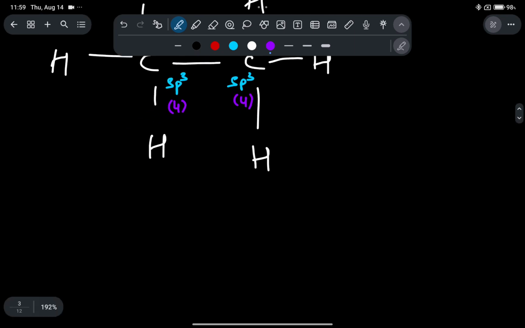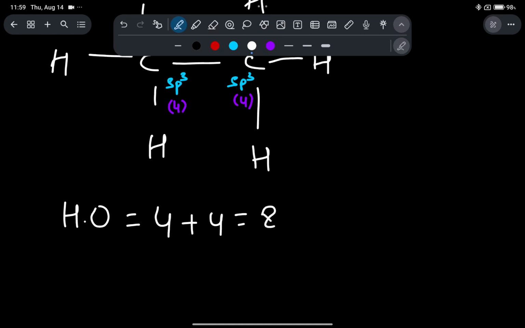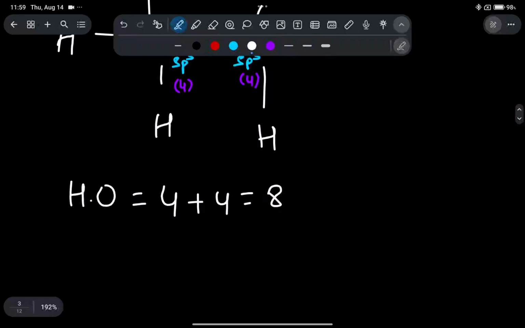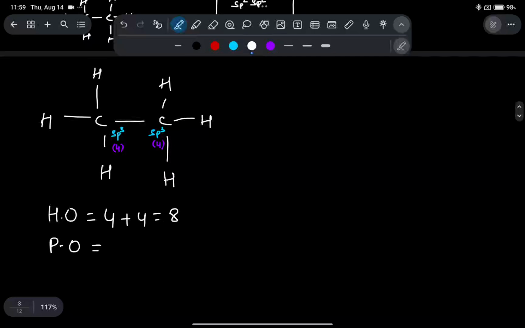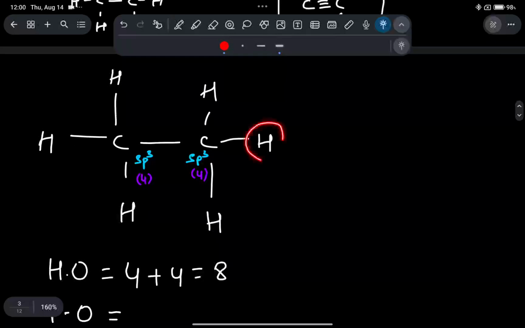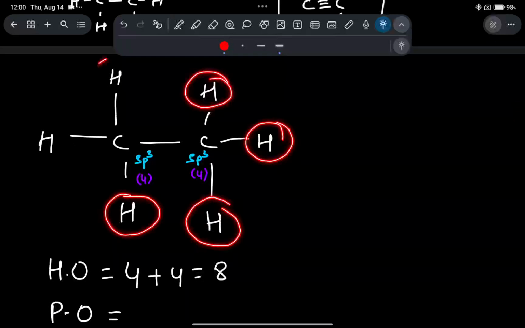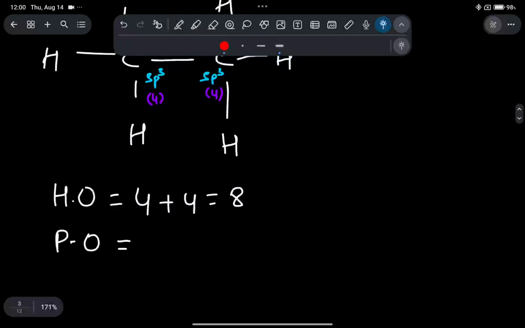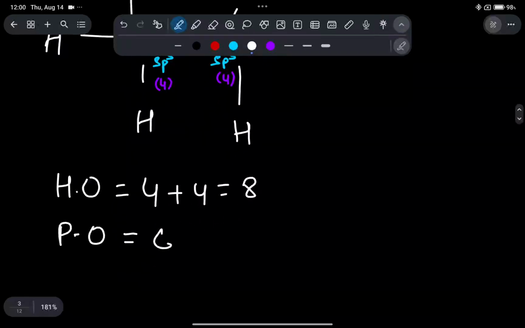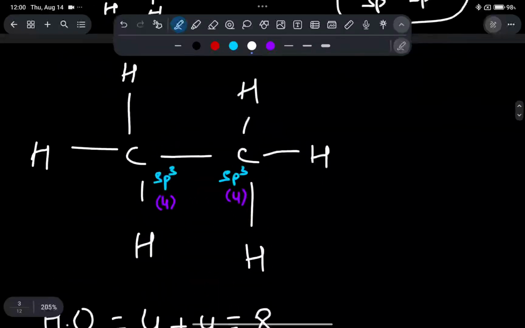Okay. Number of hybrid orbitals. Now I am calculating the number of hybrid orbitals: here one carbon has 4 plus another carbon has 4, which equals 8. Now, how many pure orbitals? By the formula, first you should calculate the number of hydrogen atoms. Number of hydrogen atoms means 1, 2, 3, 4, 5, 6. I am writing 6 plus 2 into the number of pi bonds.